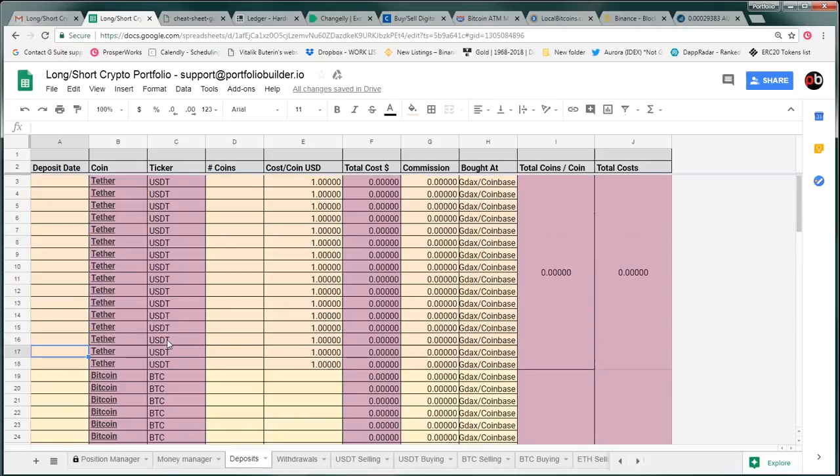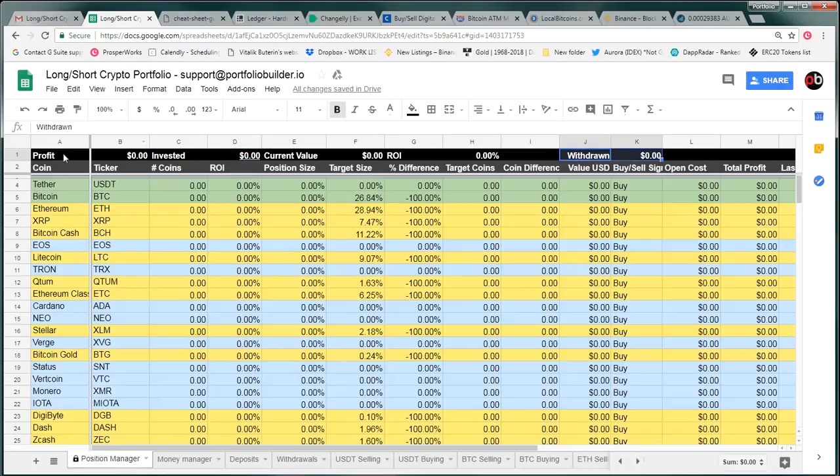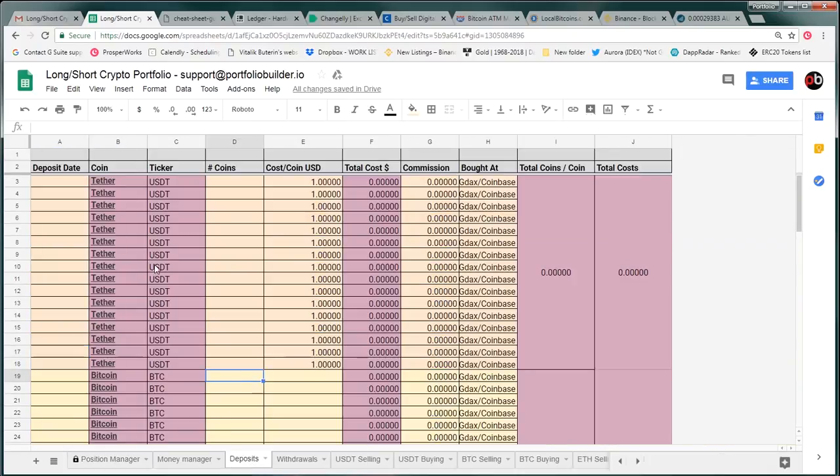But this does not mean you've deposited coins from Coinbase to your Binance or from one cryptocurrency wallet to another wallet. This is really just to determine what your initial investment is over here on our position manager. So we're counting up all of your deposits and your withdrawals to reflect in your profit and your current value. Okay, so in this, we only fill out the yellow colored columns. We never touch these purple columns.